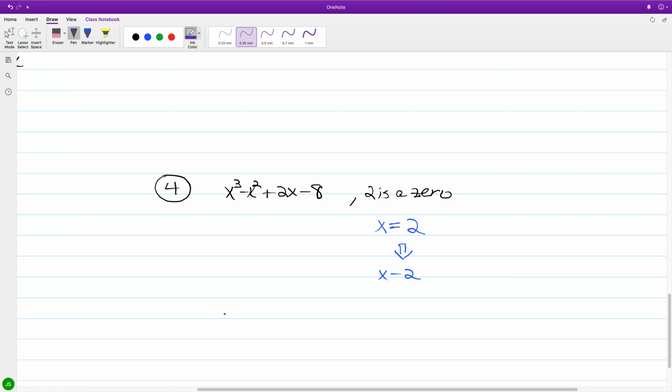And if we were to take what we have in terms of long division, again, you'll have x minus 2 as the divisor. And the polynomial x cubed minus x squared plus 2x minus 8 is going to be the dividend.